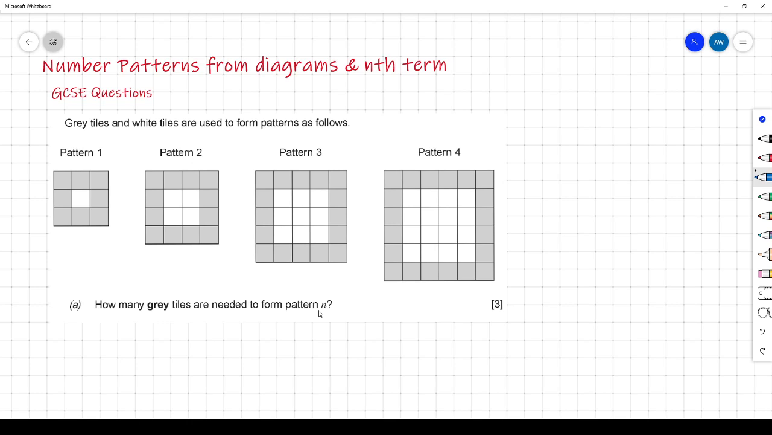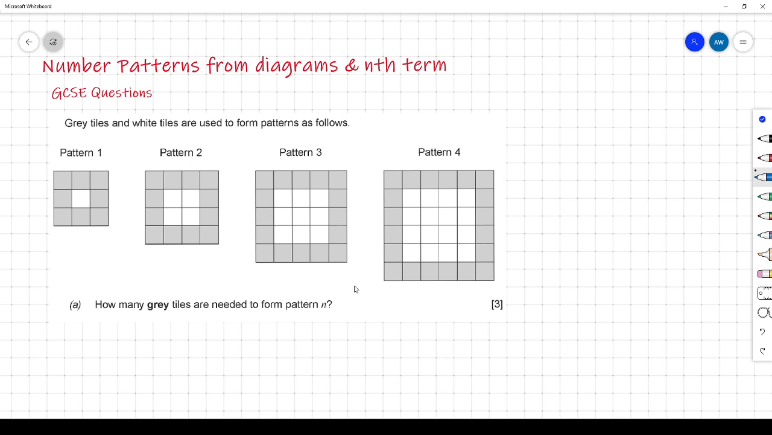Because if you want to work out a term in position N, then you need the nth term formula, and all N stands for, remember, is the position, which is why it's called nth term, because most positions end in th. So we could have 4th, 5th, 6th, 7th, 8th, 9th and so on. It's only 1st, 2nd and 3rd that have different letters after the position number. So they are just asking us for the nth term formula that we could use to work out the number of grey tiles in this pattern.